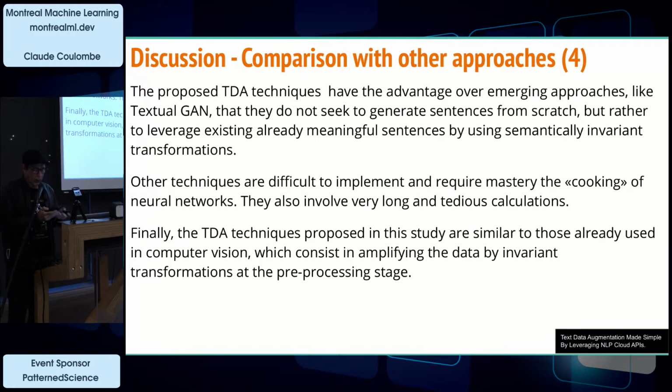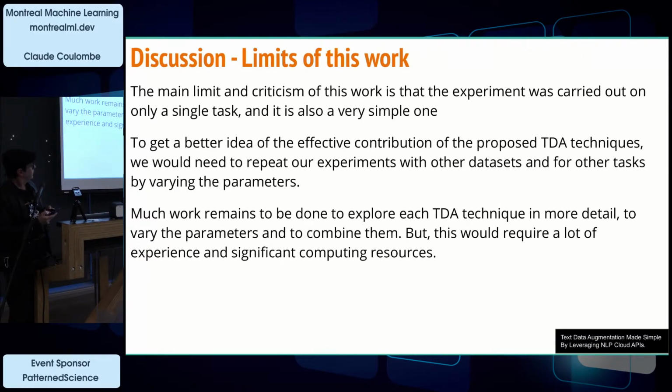Other techniques require mastery of the cooking of neural networks. GANs are very unstable and difficult to train. They also involve very long and tedious calculation. Finally, the TDA techniques proposed in this study are similar to those already used in computer vision.